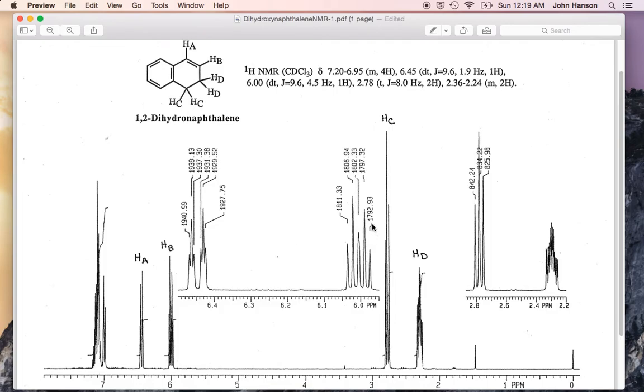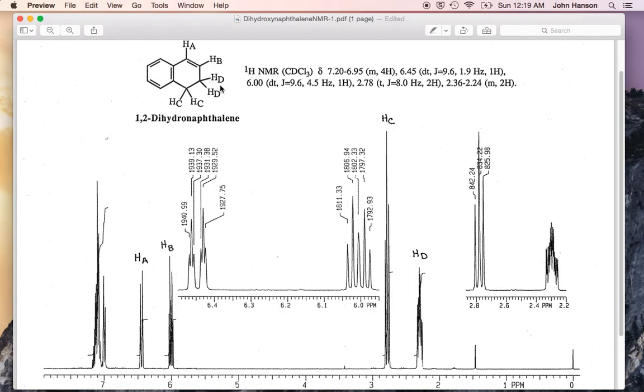So what I'd like you to do is go draw your own splitting pattern and see if you can't reproduce this. And I've already done a lot of the work for you by pulling out the coupling constant. So let's find this guy. This is right at 6 Hertz. So there it's got a coupling constant of 9.6 hertz. Remember, that's the coupling constant from HB to HA. And then the coupling constant to HD is 4.5 hertz.